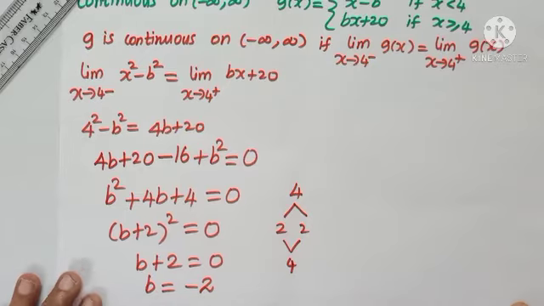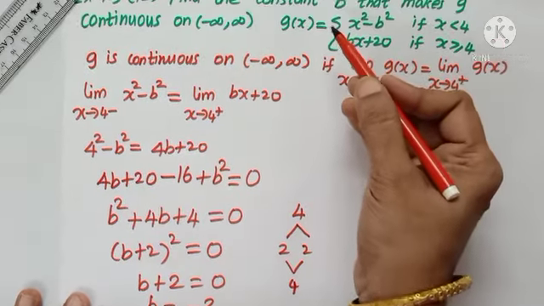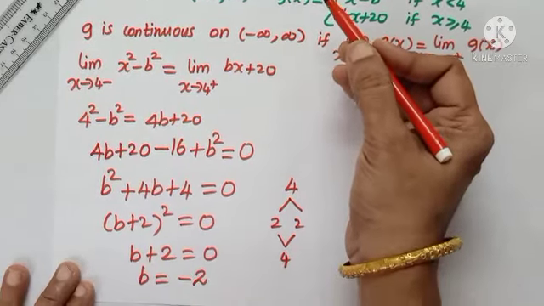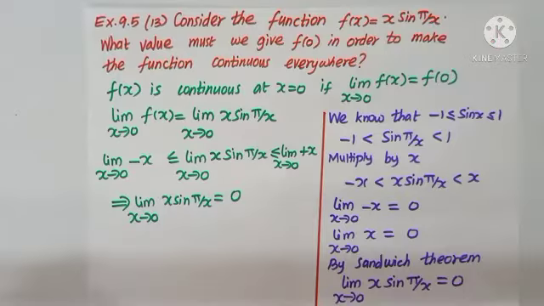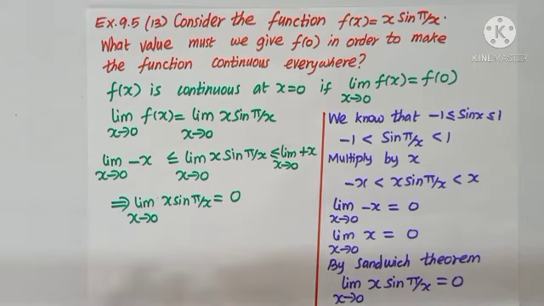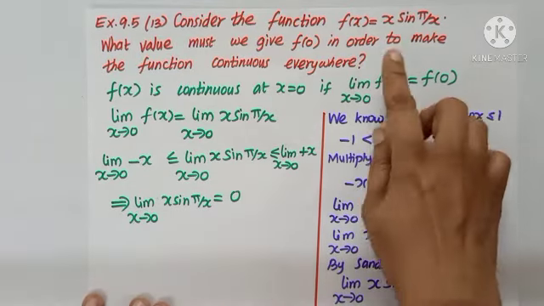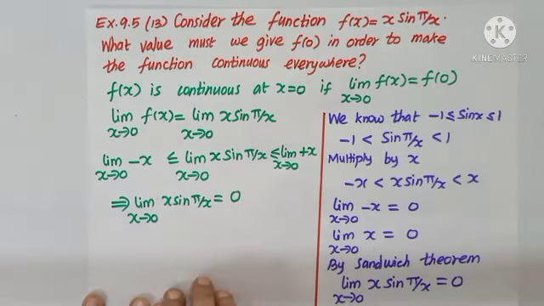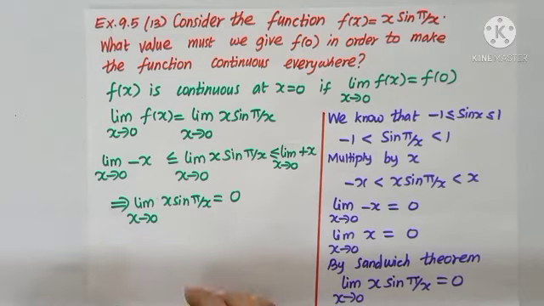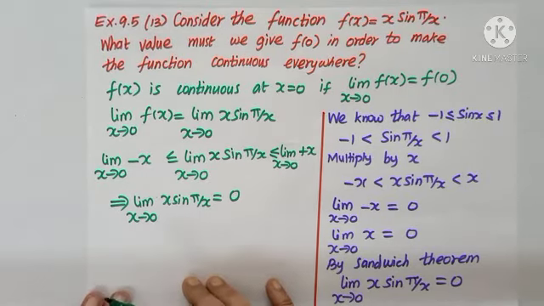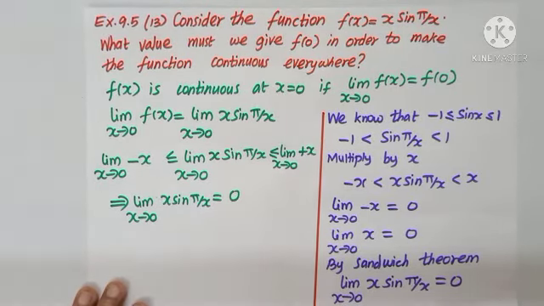As we look at the question, my question is to find the constant b, and we have derived the constant b as minus 2. Question number 13. Consider the function f of x equals x into sine pi by x. What value must we give f of 0 in order to make the function continuous everywhere?